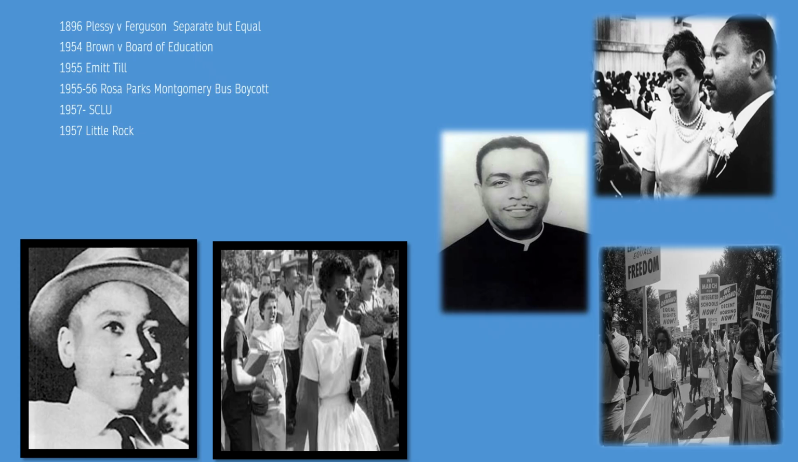Thurgood Marshall, he's a black Supreme Court justice, he's going to argue that segregation itself made equal education impossible. Okay? So this is going to make it unconstitutional to have segregation in schools, which means that you can't have the black school, you can't have the white school. Everything needs to be under one, and everybody needs to be treated equally. So that's overturned in 1954.